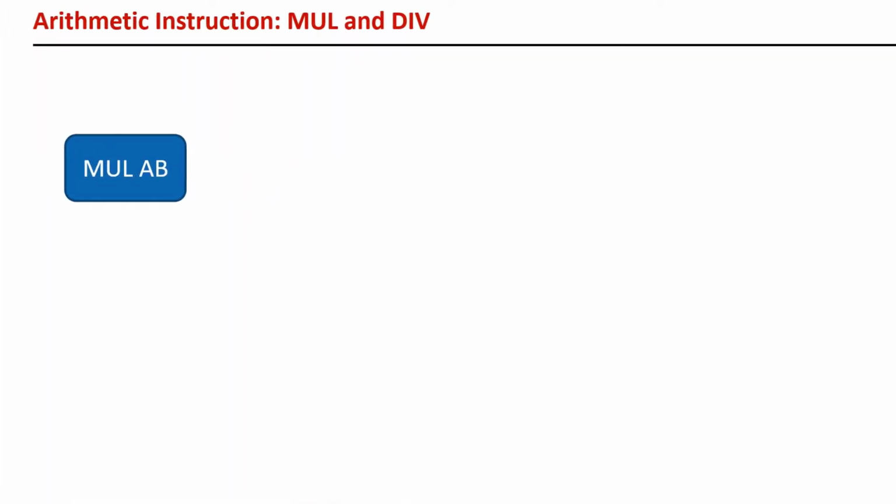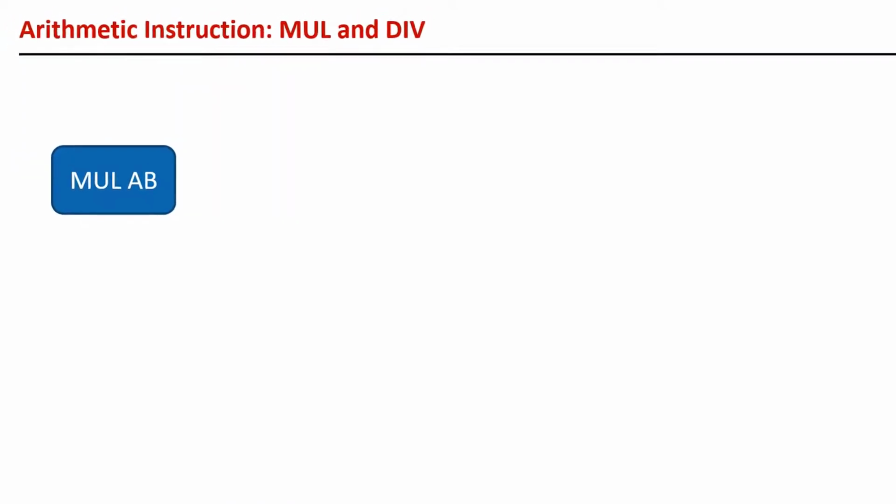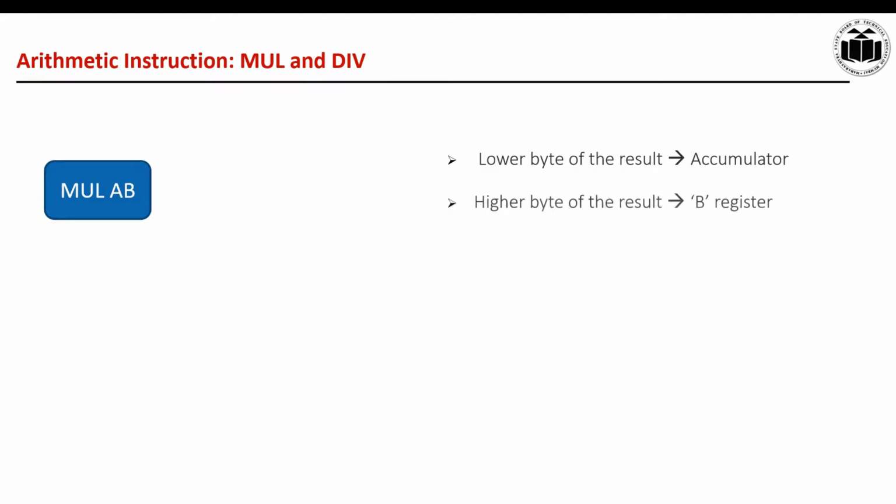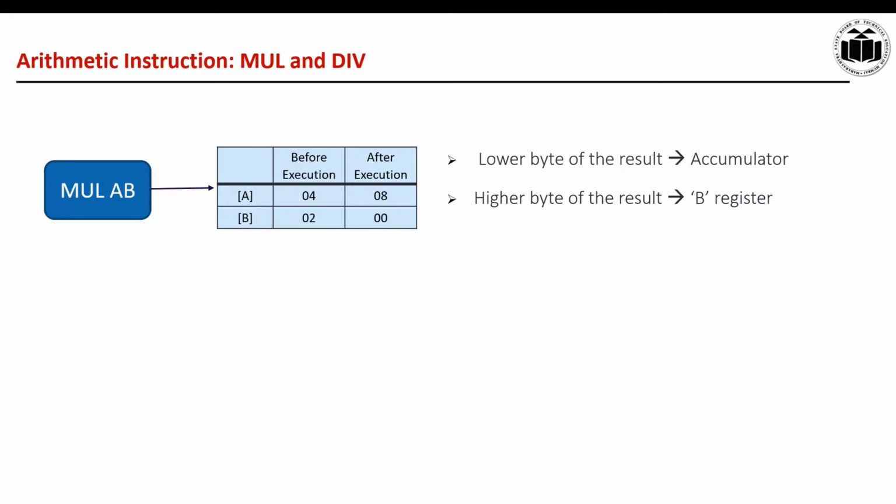MUL AB. MUL AB instruction multiplies the unsigned 8-bit integer in accumulator A and register B. After multiplication, lower byte of the result will be stored in accumulator and higher byte will be stored in B register. After execution, the carry flag is cleared. If accumulator contains 04 and register B contains 02, then result 08 will be stored in accumulator.